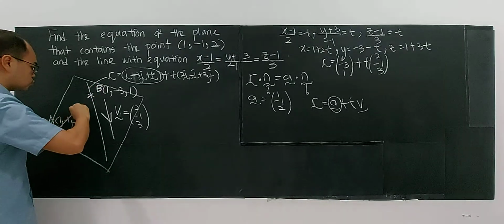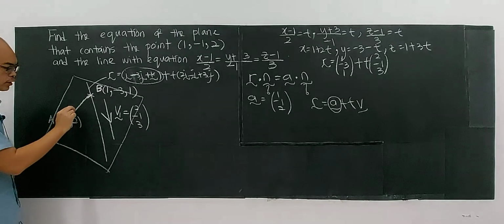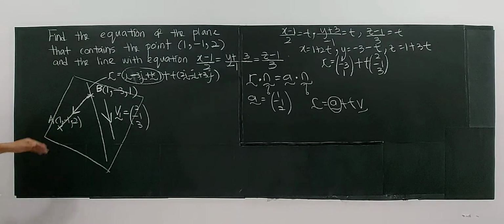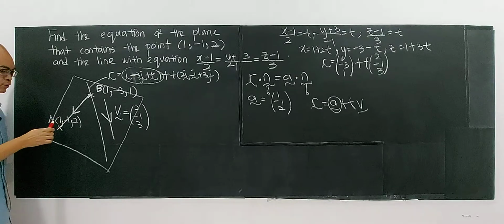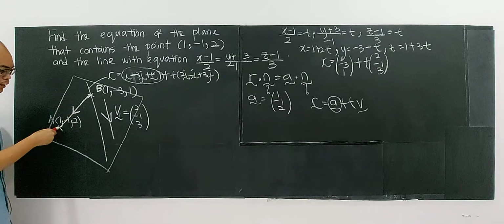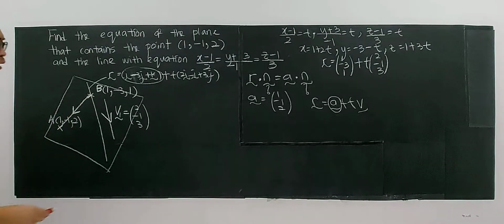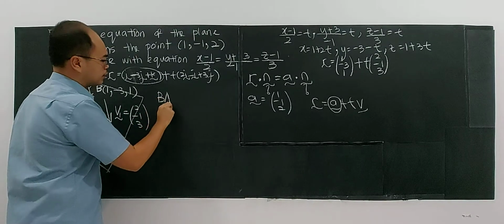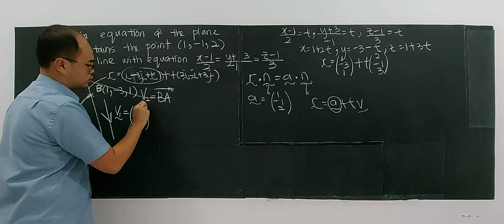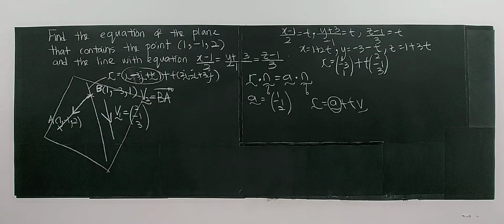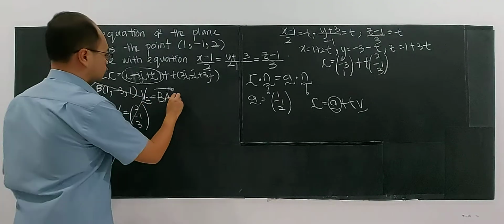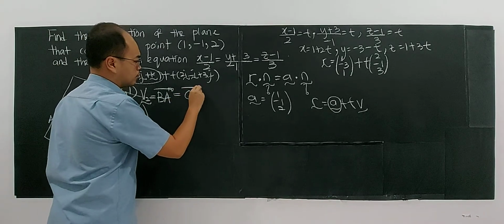If I join these two points, I will get another direction, either from B to A or from A to B. As long as you have a direction vector, either AB or BA. For this case, I just find BA, which will become my V2, my second direction vector. So V2 will be B to A, and B to A is OA minus OB.